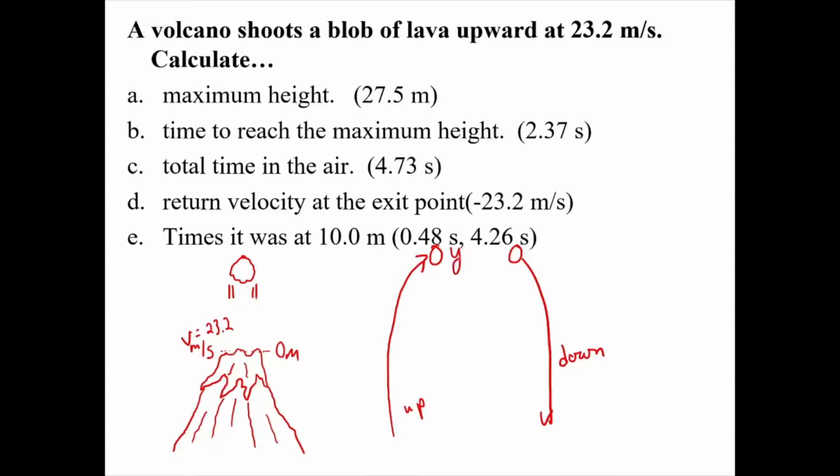Now, going up, it'll reach a certain maximum height. We'll call that y. We know v initial is 23.2 meters per second. And another thing we know is gravity. Acceleration is always negative 9.8 meters per second squared, pointing downward. We don't know anything about the time. Now, we will solve for that in a little bit, but we don't know anything about the time yet.